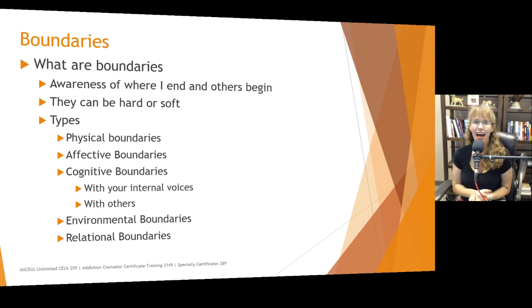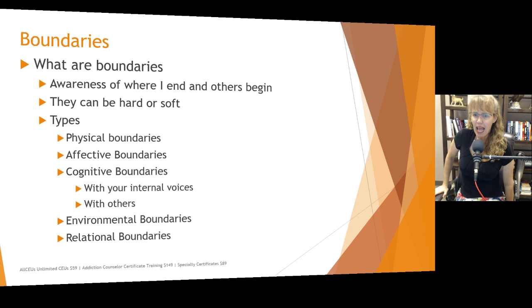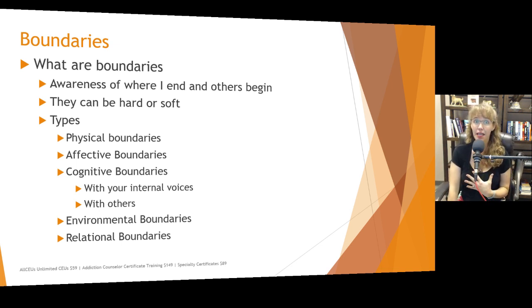Cognitive boundaries are similar to affective boundaries. That's our thoughts. And there are 2 different types of cognitive boundaries that I like to talk about. There are cognitive boundaries with others that we interact with on a daily basis, our coworkers, our bosses, whomever. And it's okay to have your own thoughts and opinions, believe it or not. But it's also important to let them have their own thoughts and opinions. Part of boundary setting is not only maintaining yours, but not encroaching on other people's boundaries. So you can have boundaries with thoughts with other people. You can agree to disagree, basically.